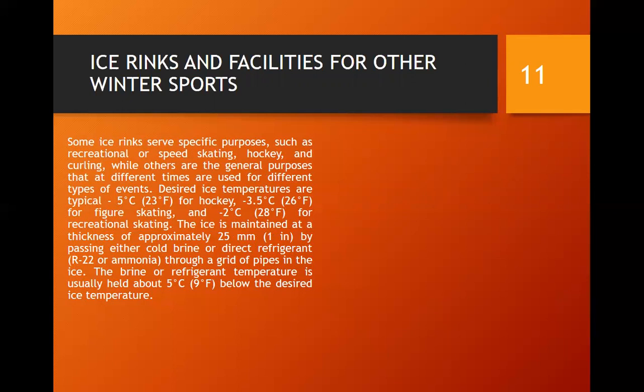The ice is maintained at a thickness of approximately 25 mm, 1 inch, by passing either cold brine or direct refrigerant, R22 or ammonia, through a grid of pipes in the ice. The brine or refrigerant temperature is usually held about 5°C or 9 Fahrenheit below the desired ice temperature.